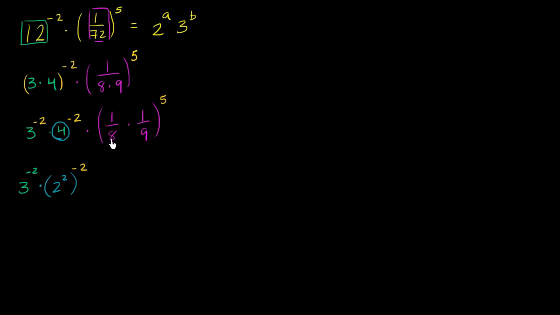Now, what is 1 over 8? 1/8, you could view this as 8 to the negative 1 power. Or you could view this as 1 over 2 to the 3rd power, which is the same thing as 2 to the negative 3 power. And these are consistent because remember, 8 is the same thing as 2 to the 3rd. So this is 2 to the 3rd to the negative 1 power, which is 2 to the 3 times negative 1, which is 2 to the negative 3 power.